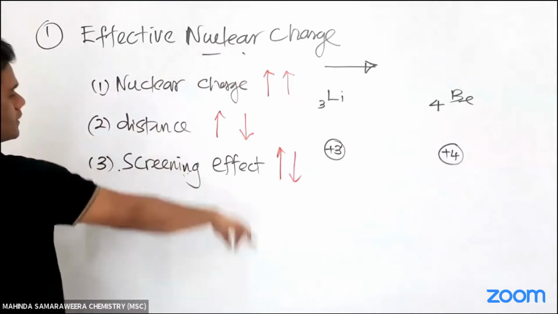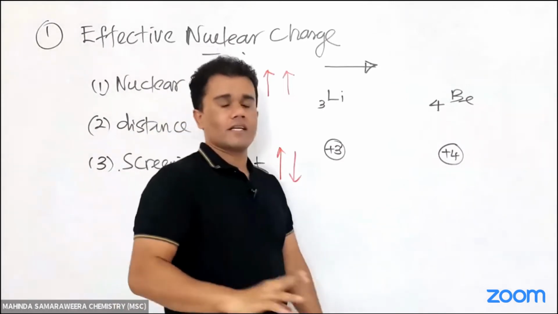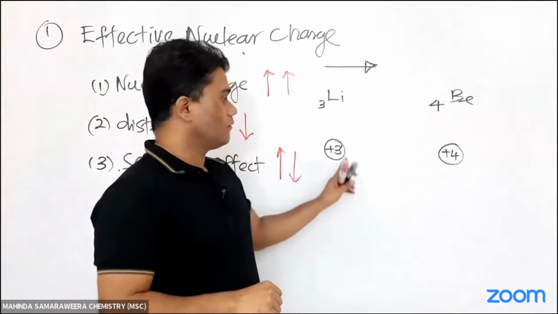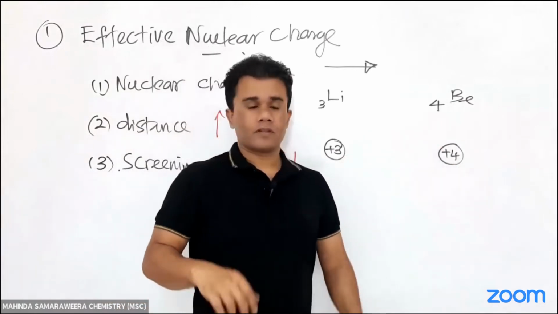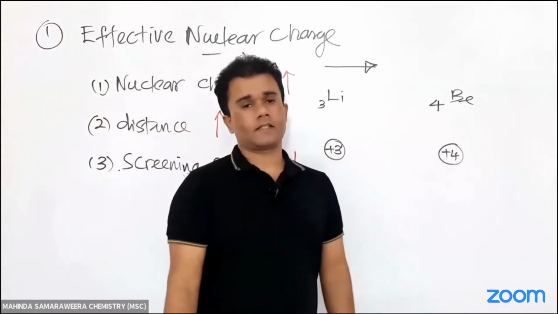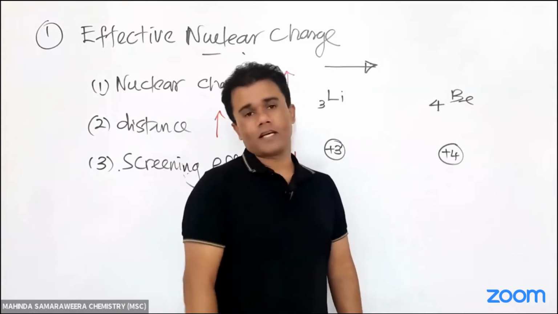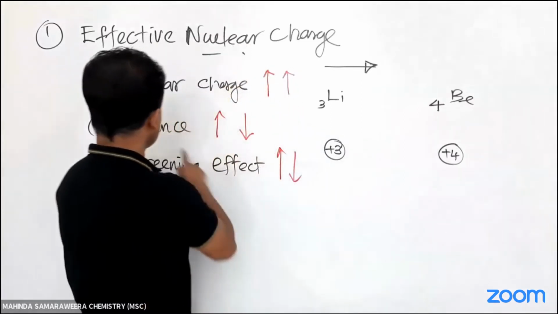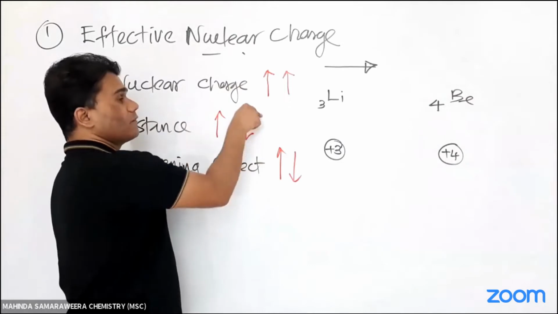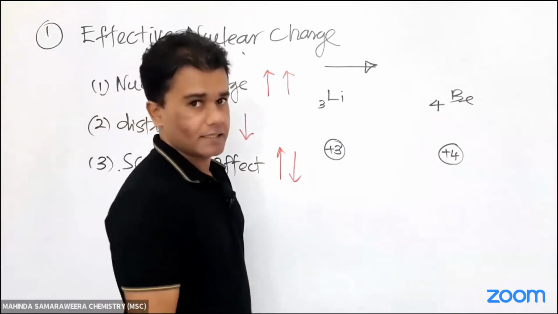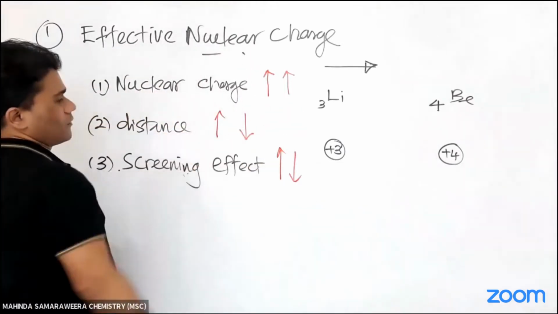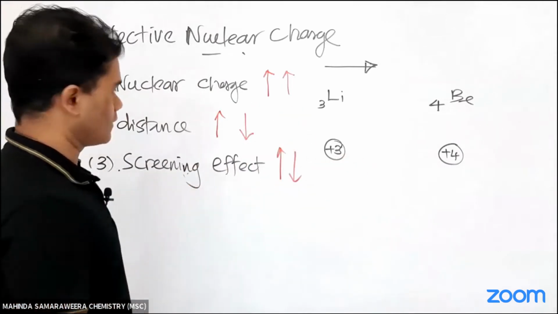Second thing, distance. You don't know distance so far, but remember, when you go from lithium to beryllium, the size of the electron cloud decreases. In the next property, I will explain that one. So if the distance decreases, effective nuclear charge again should increase. If you don't get it, it's okay. Forget about distance. We'll come to that later as the second thing.